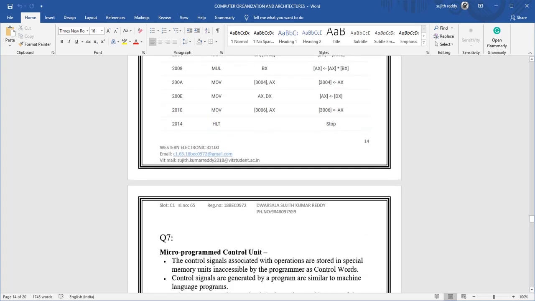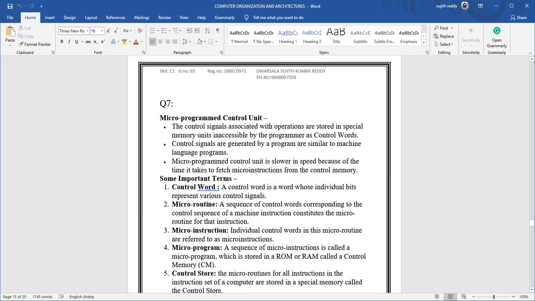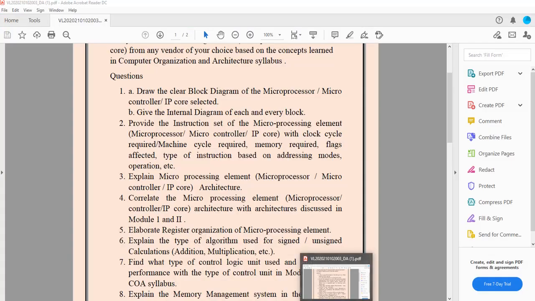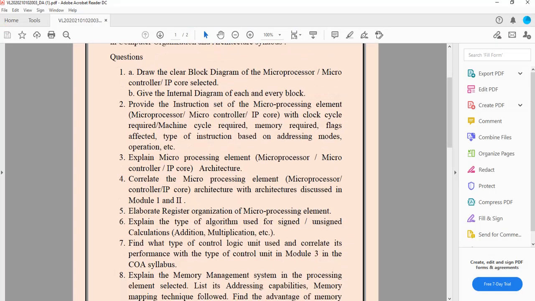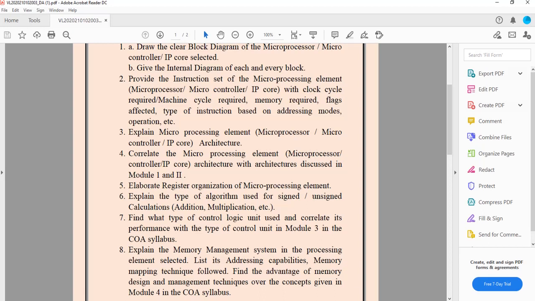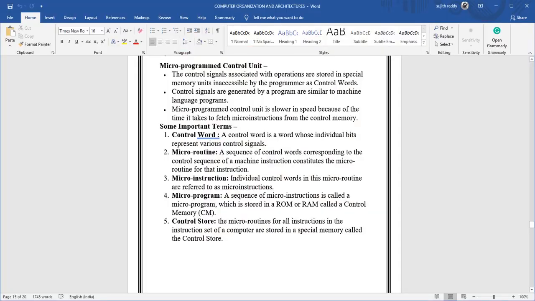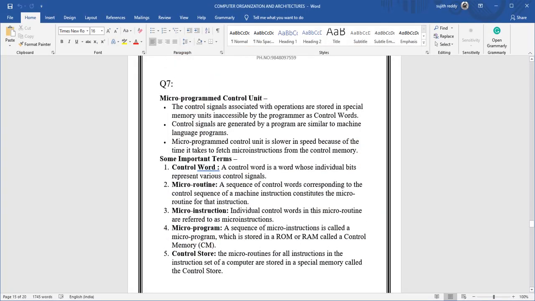Microprogram controller units. So go to the fourth question. Find what type of control logic unit is used and correlate the performance with the type of controller unit module in the COA syllabus. In the microprogram controller unit, the control signals associated with the operations are stored in special memory units inaccessible by the programmer as control words. Control signals are designed by a program and are similar to machine language programs. The microprogram controller unit is slower in speed because of the time taken to fetch microinstructions from the control memory. Some important terms are control word, micro routine, microinstruction, microprogram, and control store.